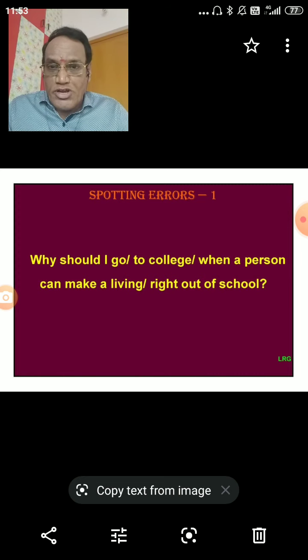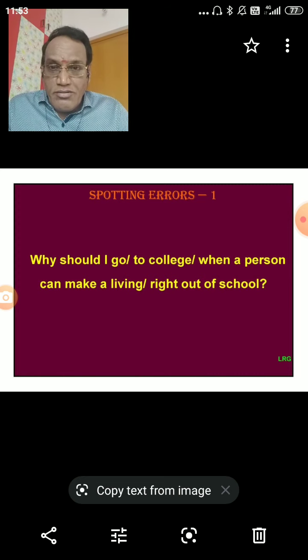The second way to rectify is, why should a person go to college when they can make a living right out of school?